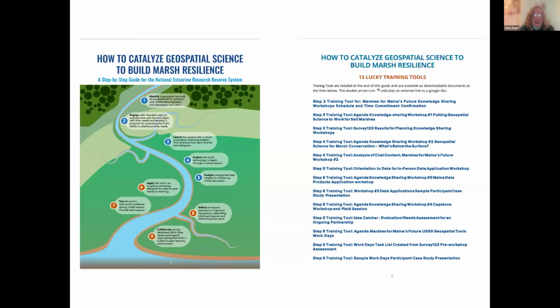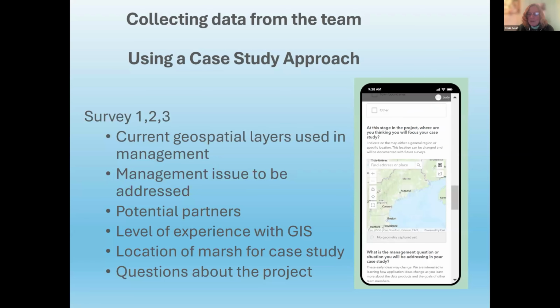So it turns out our process was 9 steps. And then we also developed 13 training tools, because it was 13 and I couldn't figure out a way to make there be more or fewer tools. I just called them the lucky training tools. So this is everything from process agendas to surveys that we used on the project, and it's linked to what the goal of each training tool is. Now, here are some examples of what the training tools are.